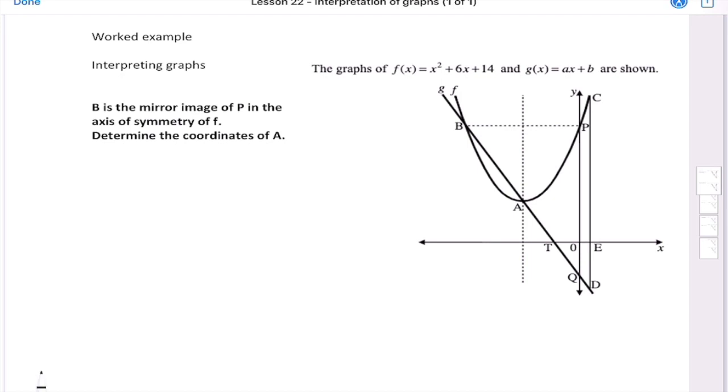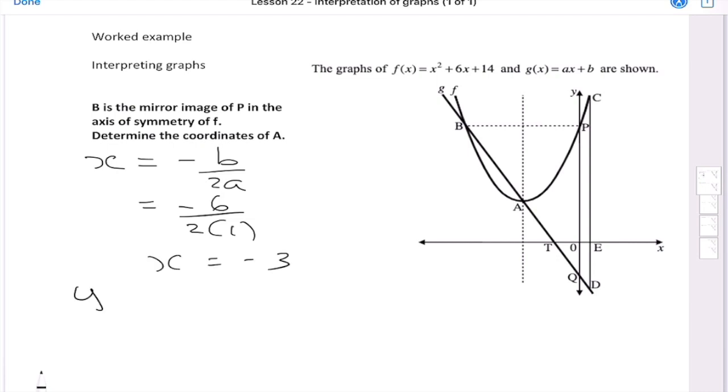So to get point A, we just need to know something about the turning point of a quadratic function. Remember, at the turning point, x is given by negative b over 2a. And in our equation, b is equal to 6 and a is equal to 1. So if we substitute into that, we should get x equal to negative 3.